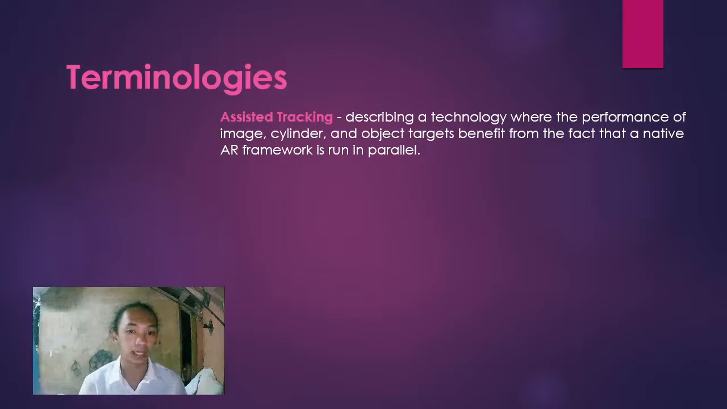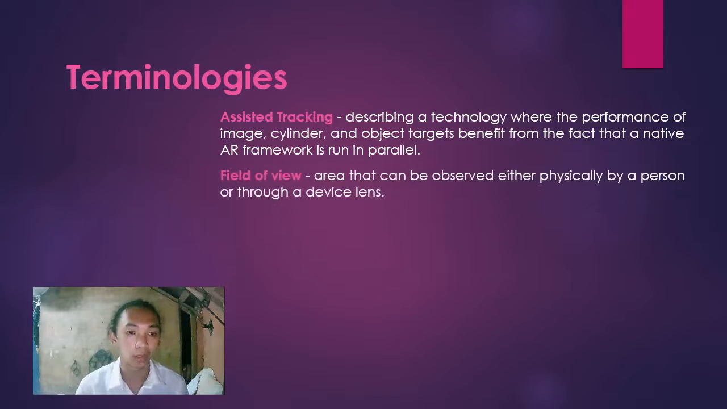Assisted tracking is a term describing a technology where the performance of image, cylinder, and object targets benefit from the fact that the native AR framework is run in parallel. Second one is field of view. Field of view is an area that can be observed, either physical by a person or through a device lens, depending on the lens focus. The field of view can be adapted and can vary in size.